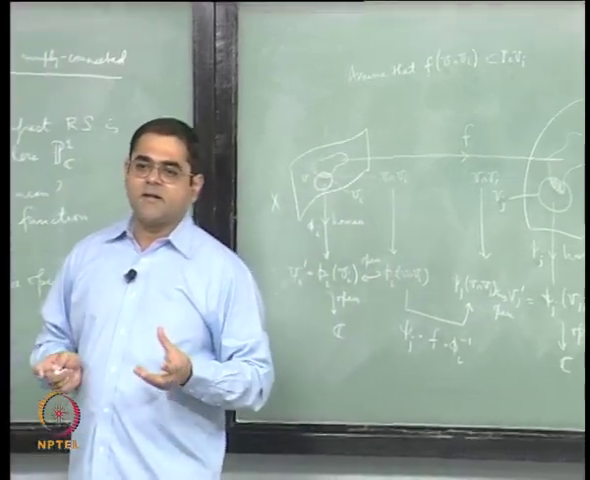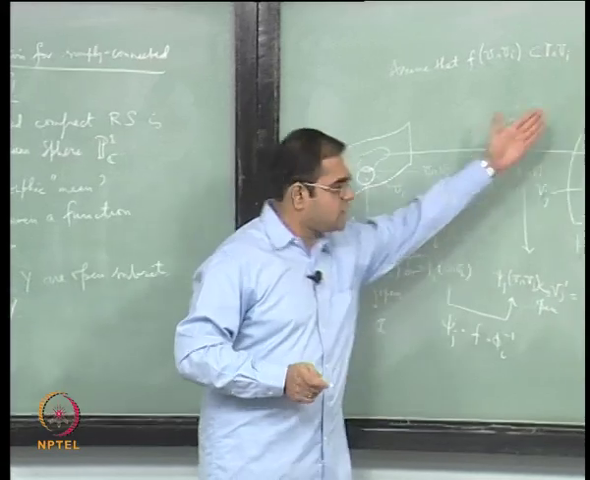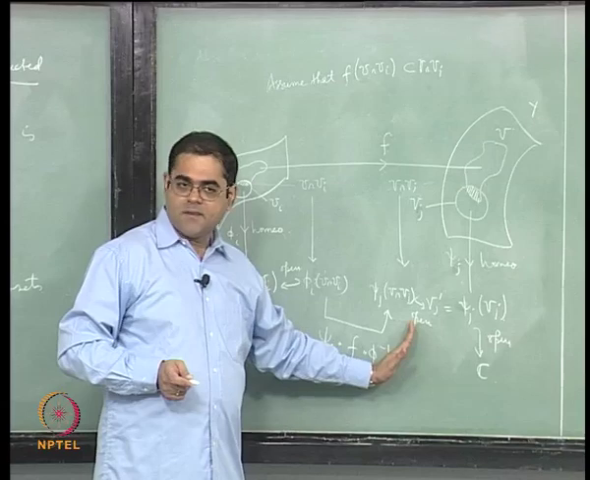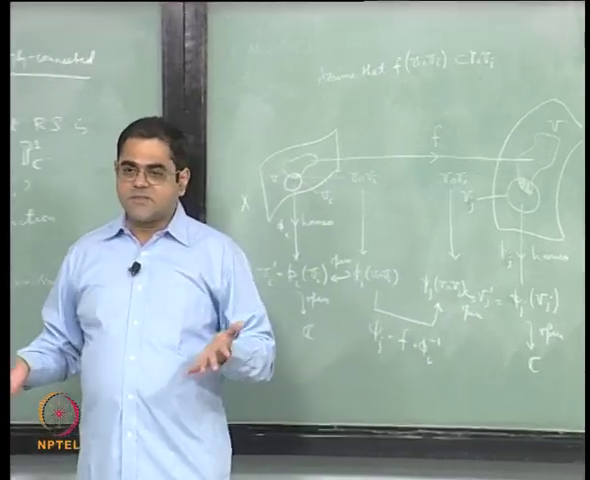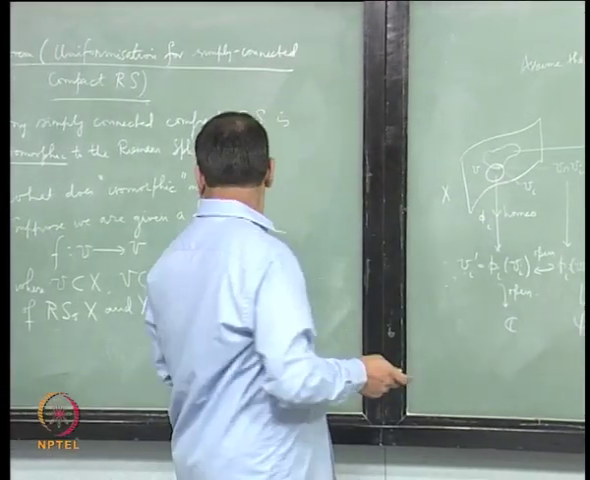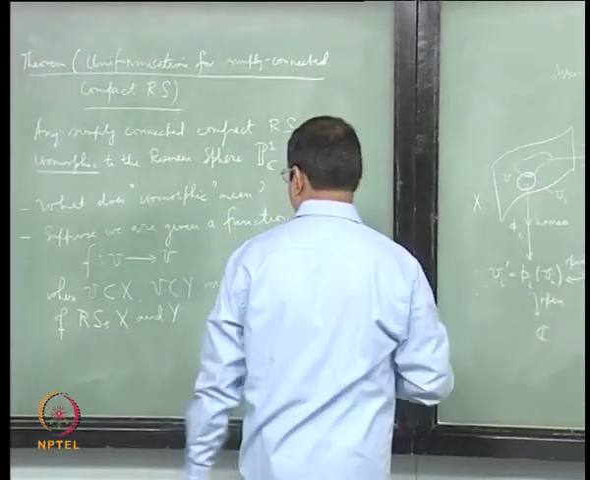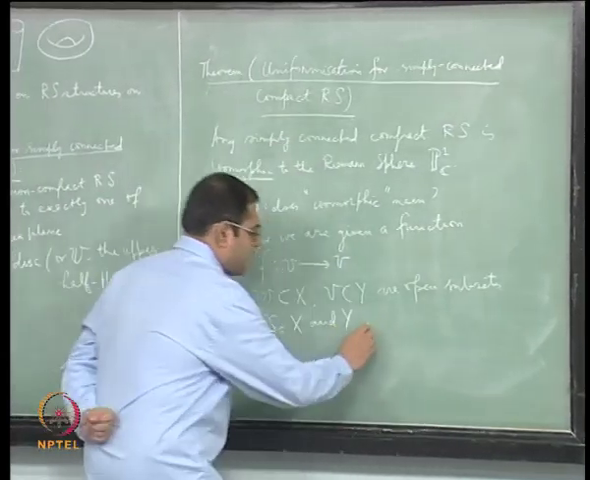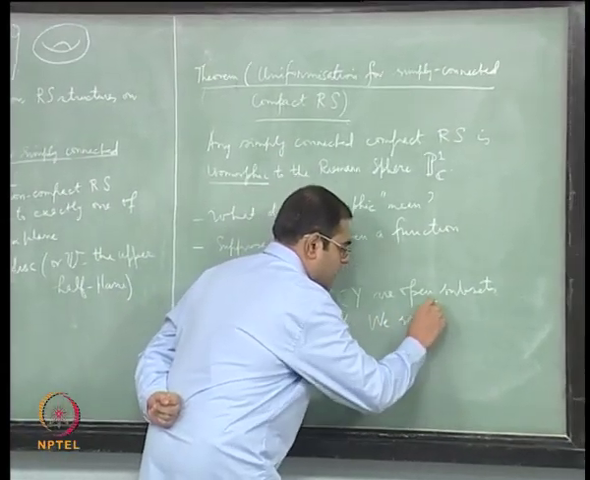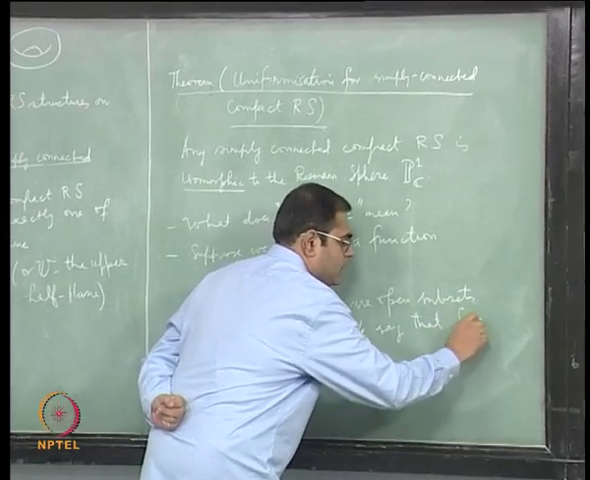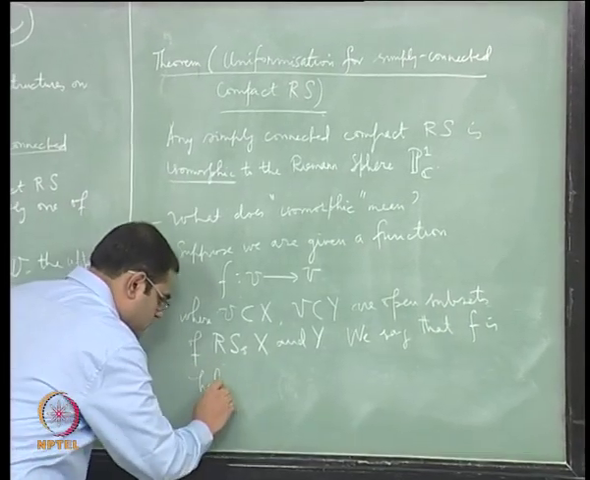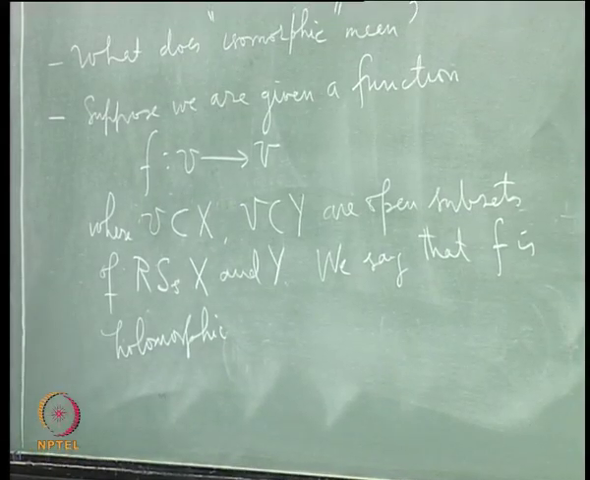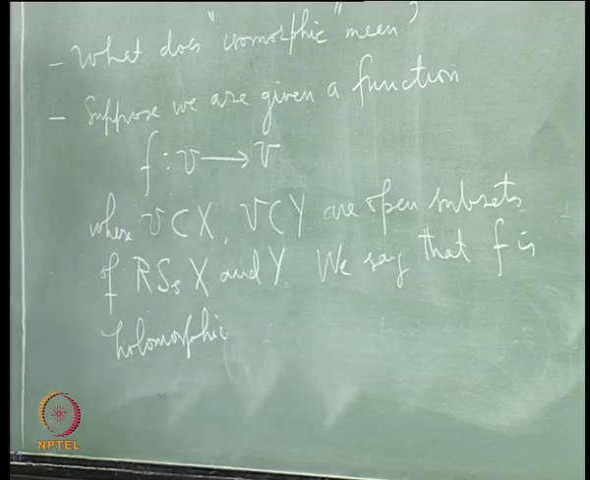Because the moment I write it in terms of local coordinates, I am using the coordinate charts to get a mapping from an open subset of C to another open subset of C, and there it is easy to decide when a function is holomorphic. So let me write that down. We say that F is holomorphic. Of course, the other word that is always used is analytic.